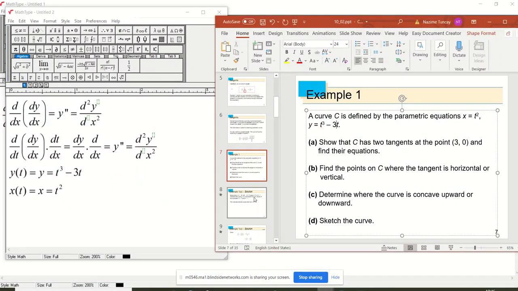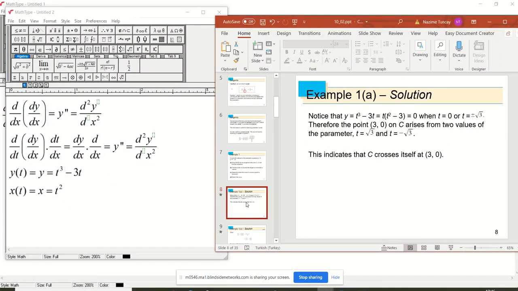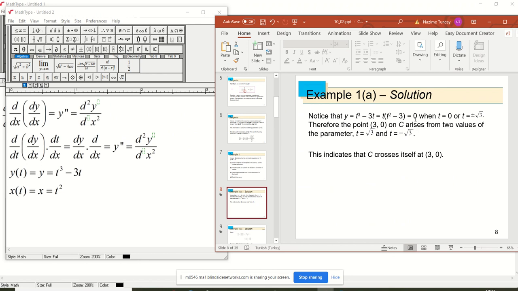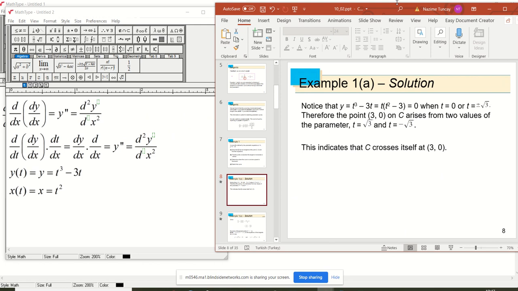Okay, so let us continue with the solution here. What are we going to do? Recall that the equation consists of y, a function in terms of t, t to the power 3 minus 3t. Excuse me.